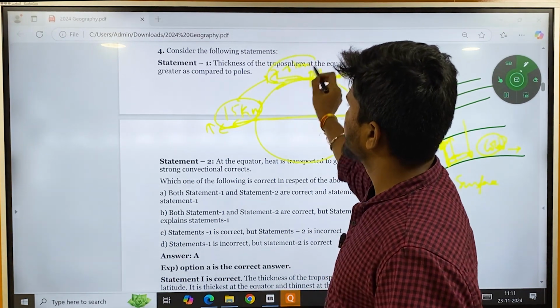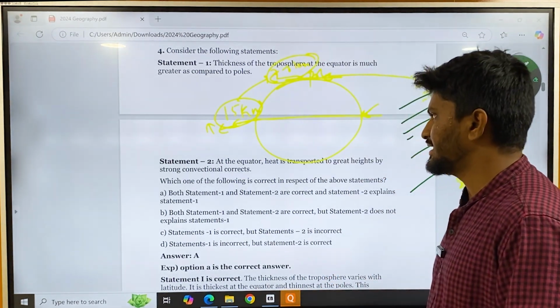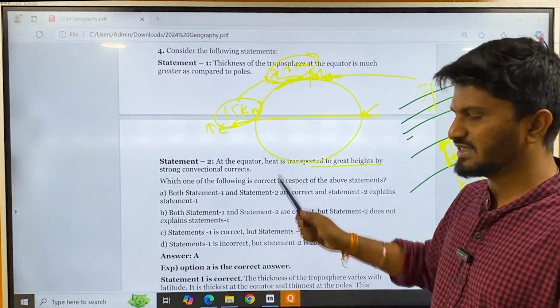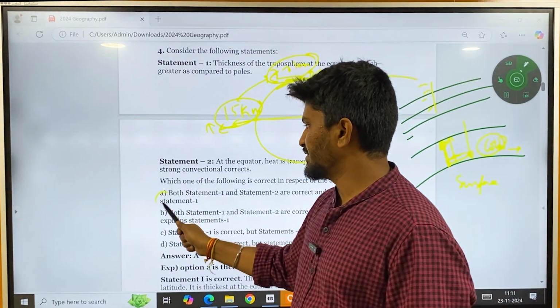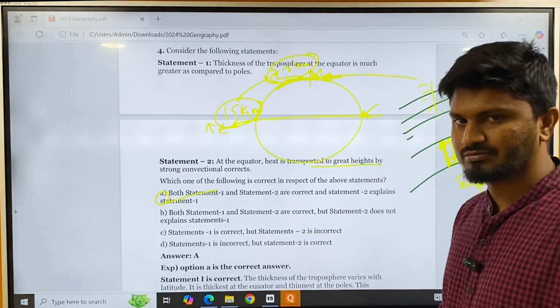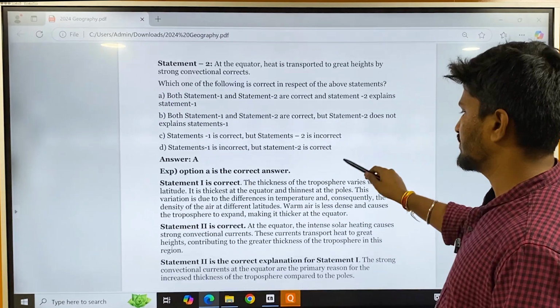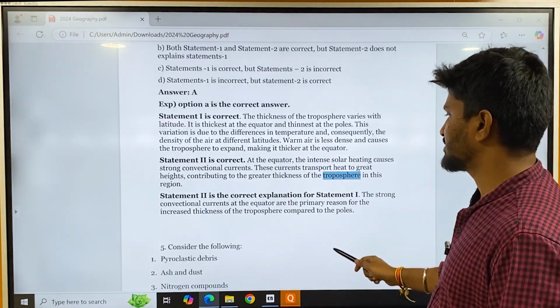and it comes down to 7 to 8 kilometers at the poles. So statement 1 is correct, and statement 2, heat is transported to greater heights by strong convection currents, is what I explained here. So the correct answer is that statement 1 and statement 2 are both correct, and statement 2 explains statement 1. The explanation is the same thing I explained.